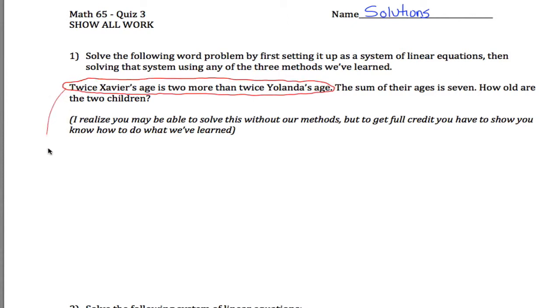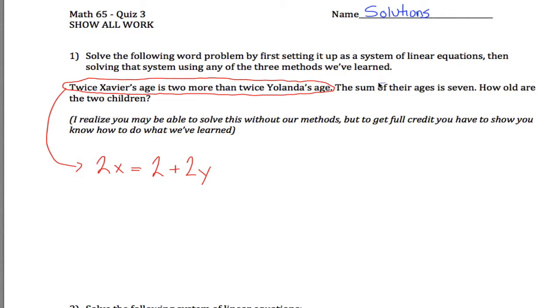we can translate it. We can say twice Xavier's age could represent that as 2x. 2x. Twice Xavier's age is kind of our clue for an equal sign. 2 more than, so 2 plus something. 2 more than what? Twice Yolanda's age. 2y. This first sentence translates to 2x equals 2 plus 2y.